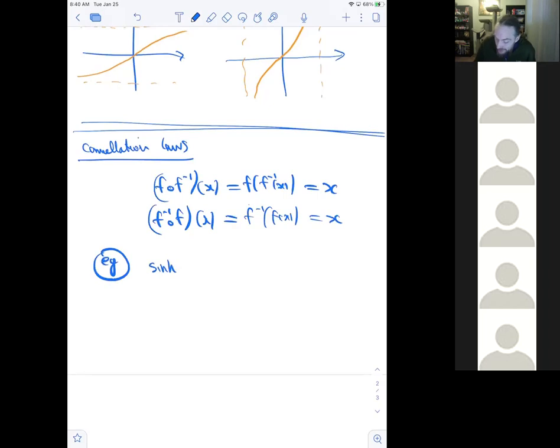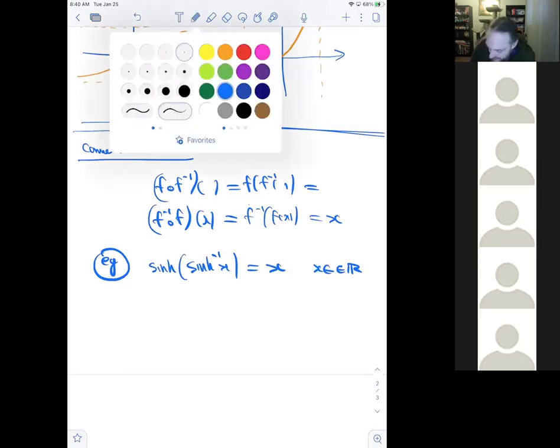Sine hyperbolic of sine hyperbolic inverse of x equals x for x in R. Remember, this is for x in the domain specifically. For this first one, this should be y technically. Make yourself remember how this goes at first.